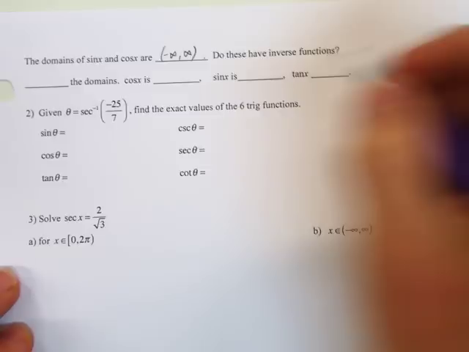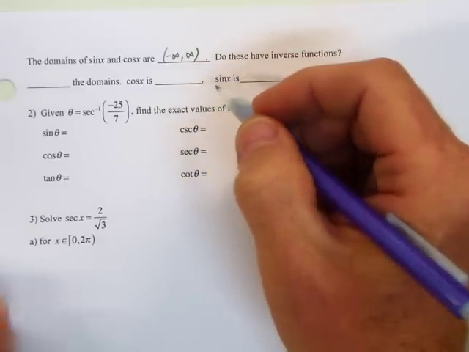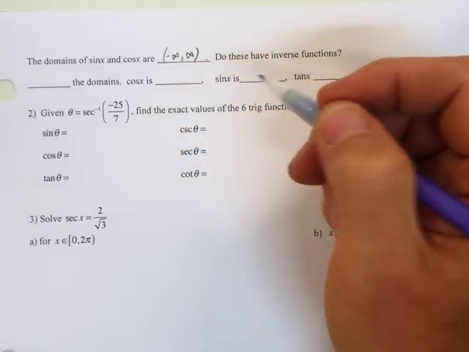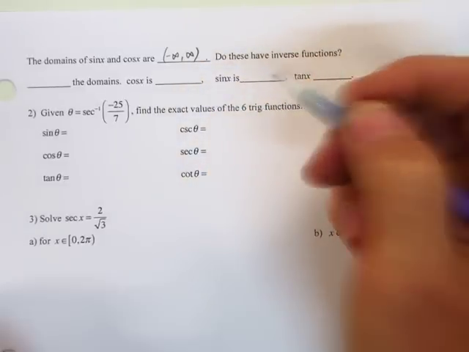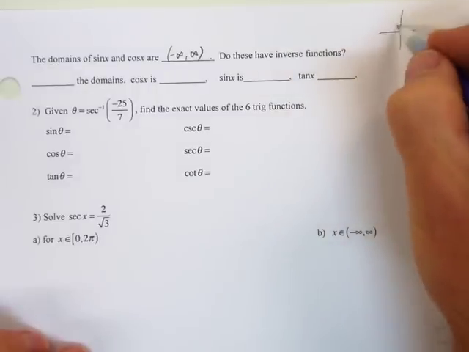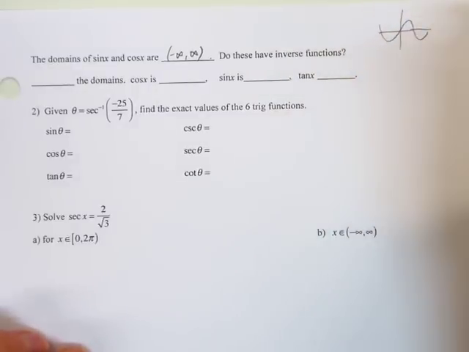How come? Because they don't pass the one-to-one test. They don't pass a horizontal line test. So if you think about that, when we're graphing that sine graph, if I were to flip that on the y-axis, that does not have an inverse. But we have this inverse button on our calculator. How do we do that? How do we deal with that?